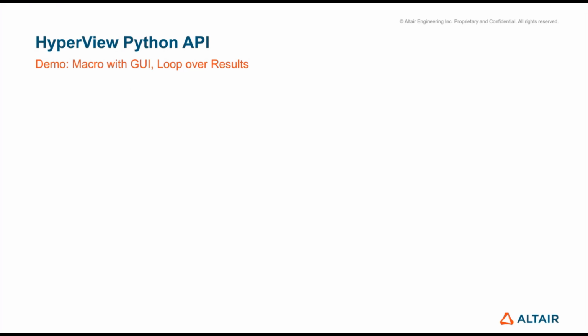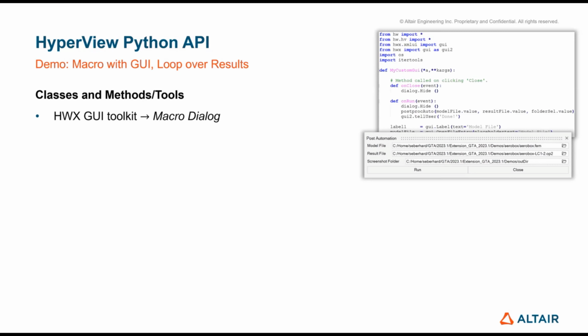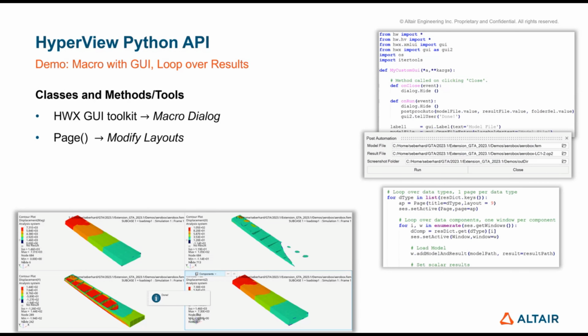The next one for HyperView, I create a macro with GUI support and loop over a whole bunch of results. The class and methods here, I use the HWX GUI toolkit Mikhail already mentioned to create the dialog. Then, in addition to the classes we already seen, I use the page class to modify the layout. Use the legend class. Here you see I reduce the number of levels and change the settings and fonts.